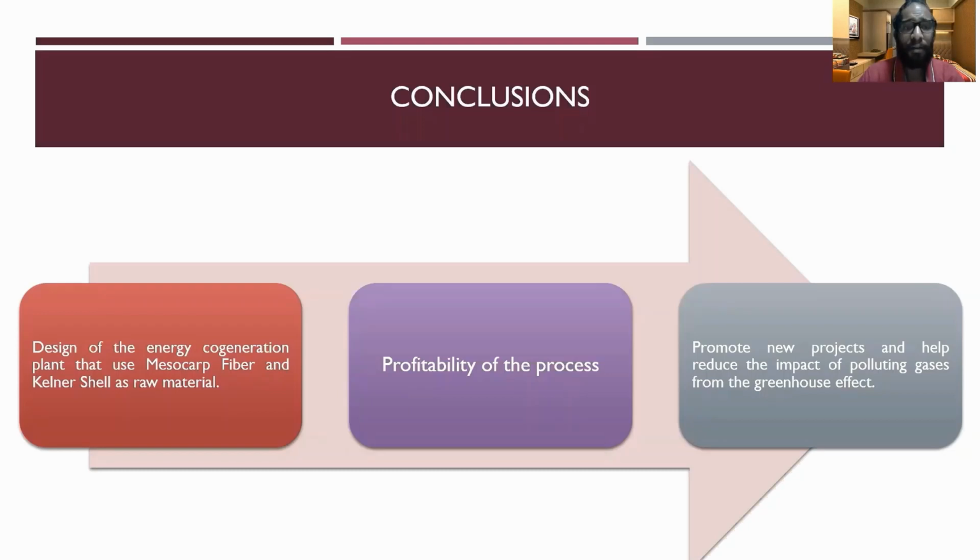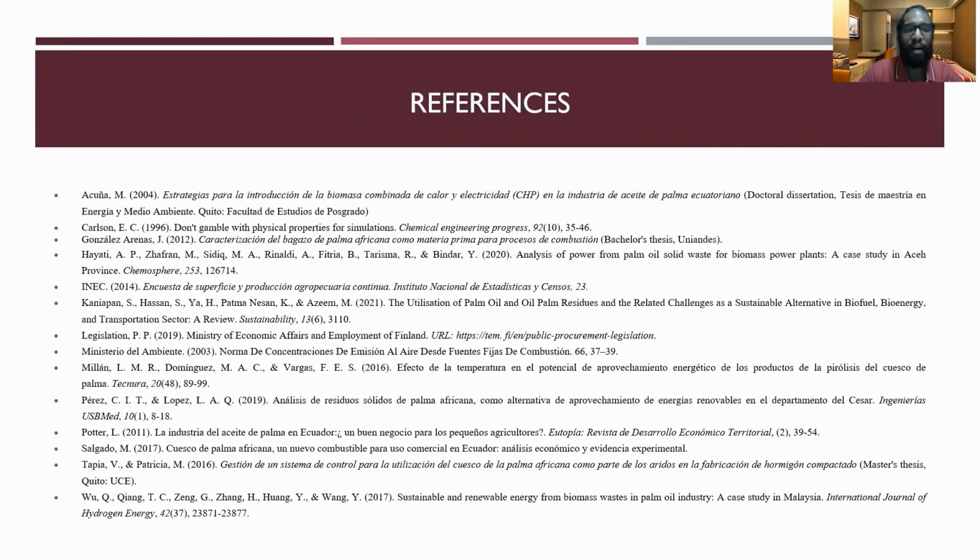Through the cost tool, the profitability of the process was evidenced, and that is also within the first 3 years, with an annual interest of the General State Bank of 12% and a payment of 22% of taxes. These are the references that we use to make the project.